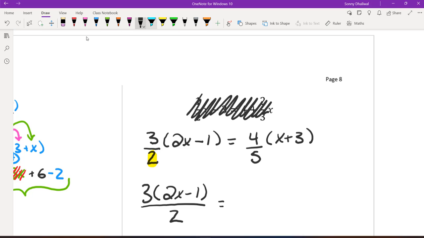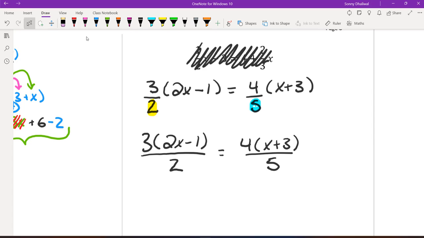Now the same thing with this 5. This 5 is touching this bracket over here. So this 5 is actually the denominator for this whole thing. So I'd rewrite this as 4x plus 3 over 5. Okay?